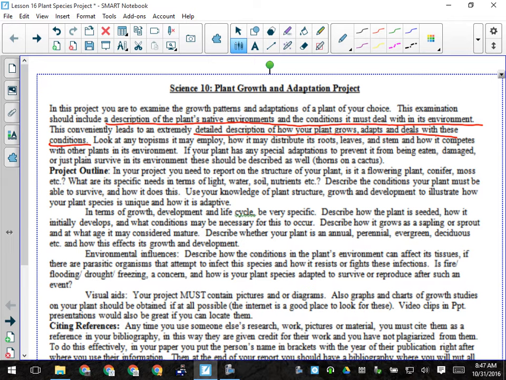Thorns on a cactus is an example. Eucalyptus trees can survive being burnt, because wildfires are very prevalent where they are. So that would be another adaptation you might want to talk about, if you were doing that.